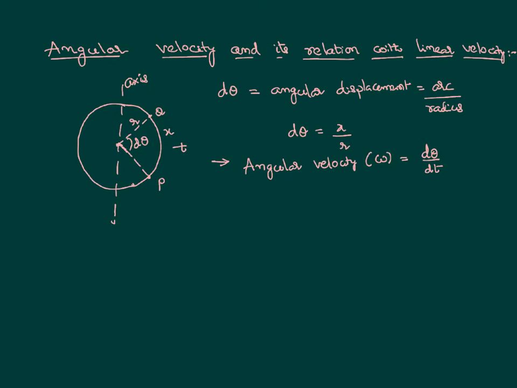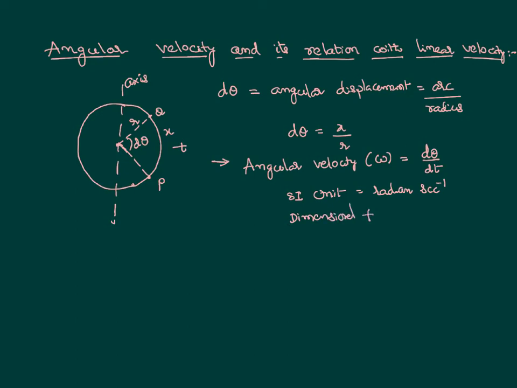So we can write a formula: angular velocity equal to d theta by dt, and we can say its SI unit is, angle is measured with a unit called radian, time is measured with a unit called second, therefore its SI unit is second inverse. It has a dimensional formula.